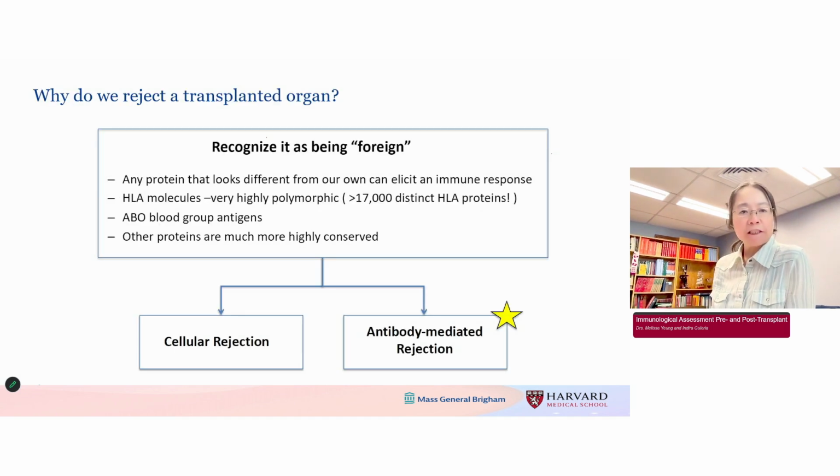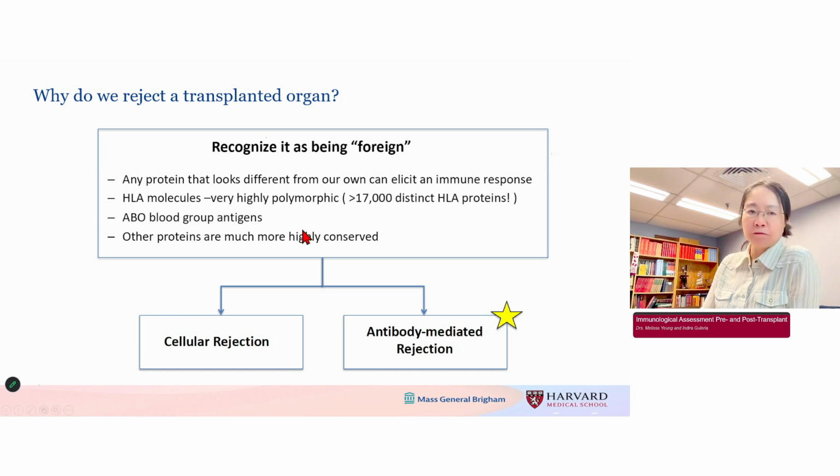So I'm sure Dr. Azi went through this, but just to recap, we reject a transplanted organ because essentially our immune system recognizes it as being foreign. And the molecule that is most recognized as being foreign happens to be the HLA molecule. And the reason for that is that the HLA molecule is extremely polymorphic across the entire human population. And we've now identified more than 18,000 distinct HLA proteins.